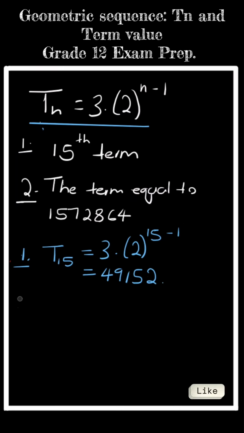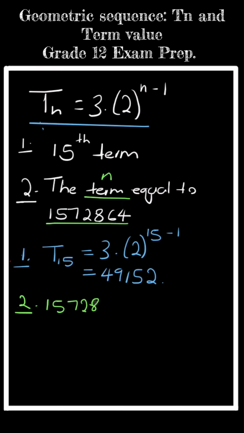So for the second part of the question, which sometimes is a curveball for many learners, they're asking you to calculate the term. The term is the keyword, and term we know is n. So we'll be determining the n that equals that 1.5 million. How do we go about it? So we're given that 1,572,864 will be equal to 3 times 2 to the power of n minus 1.